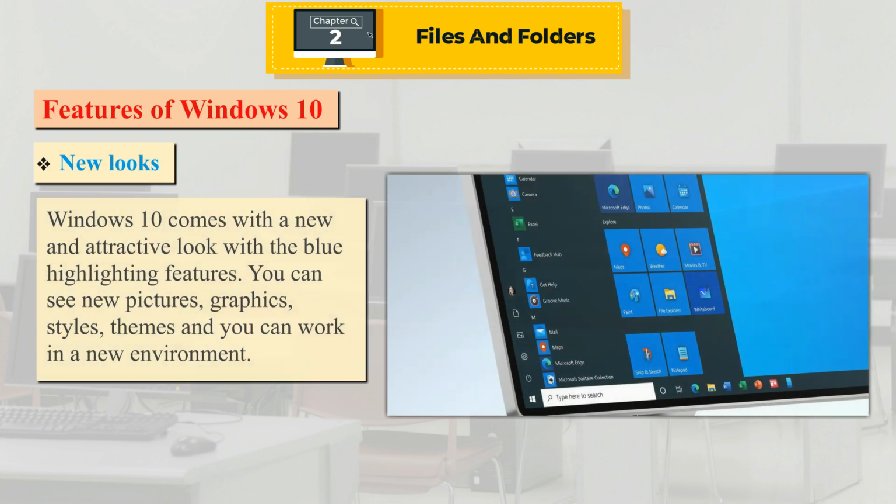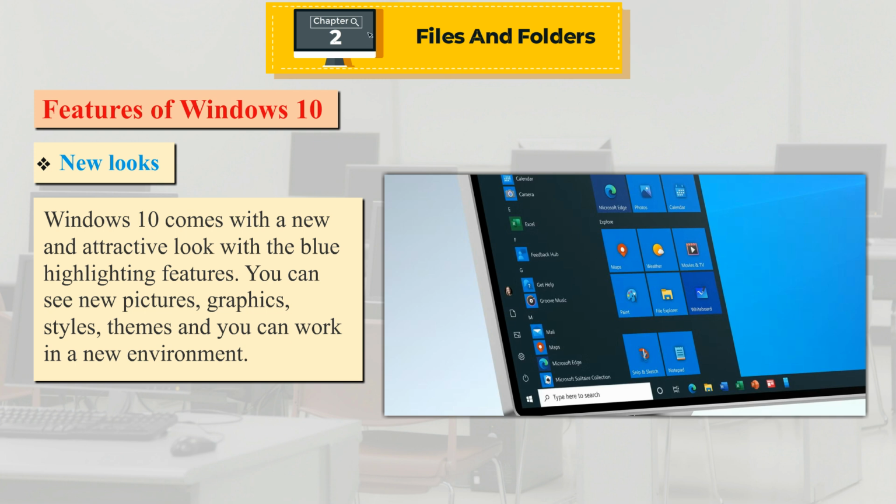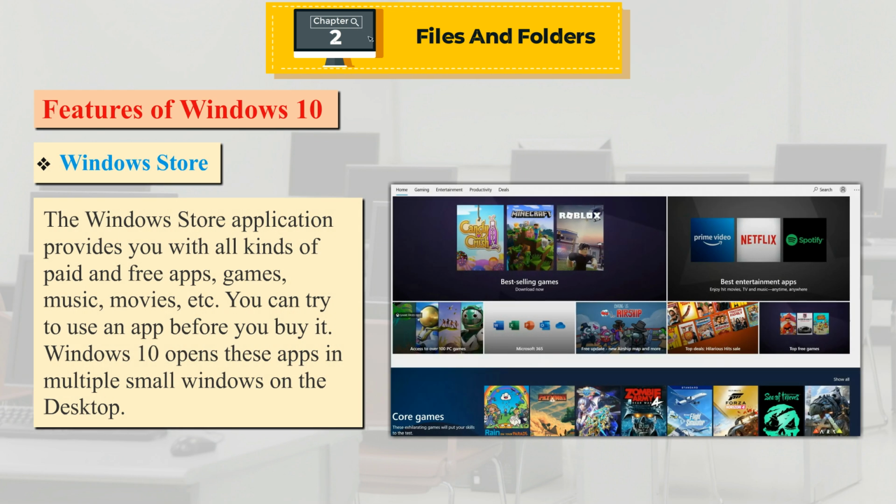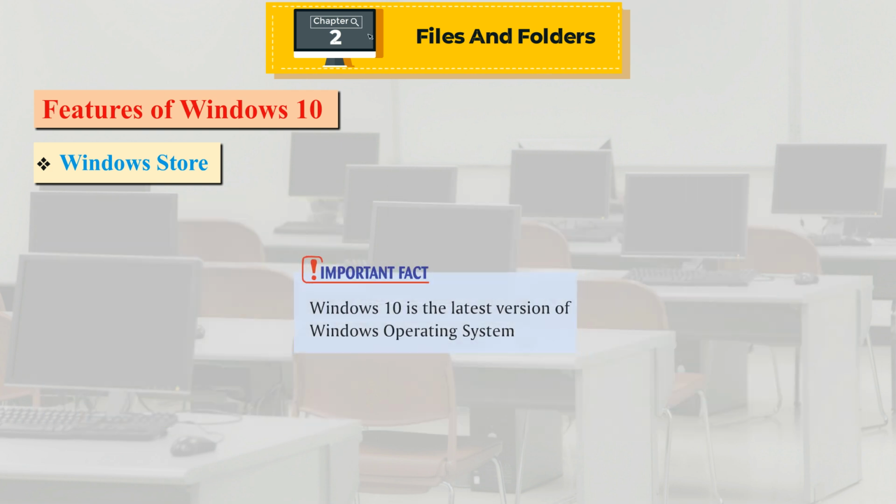New looks. Windows 10 comes with a new and attractive look with blue highlighting features. You can see new pictures, graphics, styles, themes, and you can work in a new environment. Windows Store. The Windows Store application provides you with all kinds of paid and free apps, games, music, movies, etc. You can try an app before you buy it. Windows 10 opens these apps in multiple small windows on the desktop. Important fact: Windows 10 is the latest version of the Windows operating system.